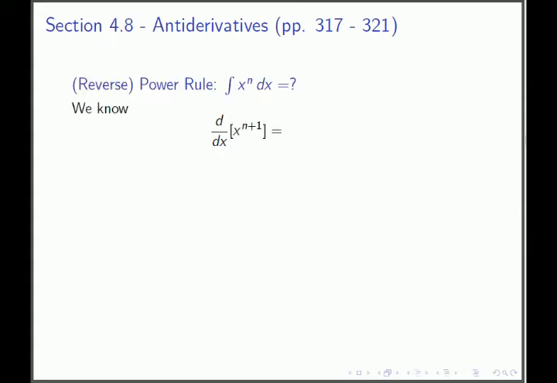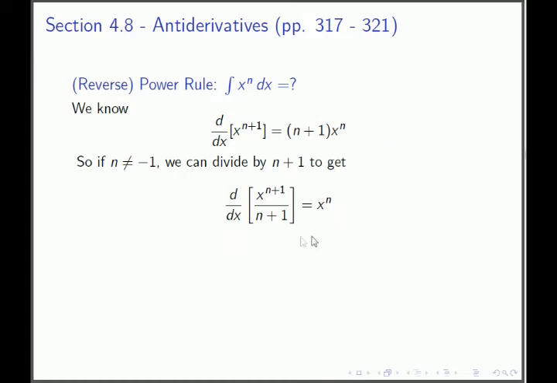Okay, let's try to develop a formula for the integral of x to the n. Well, we know that the derivative of x to the n plus 1 is n plus 1 times x to the n, which is almost telling us the antiderivative for x to the n, except for this n plus 1 here. So if I divide by n plus 1, then I notice that the derivative of x to the n plus 1 over n plus 1 is just x to the n. That n plus 1 would come down and cancel with this n plus 1 down here.